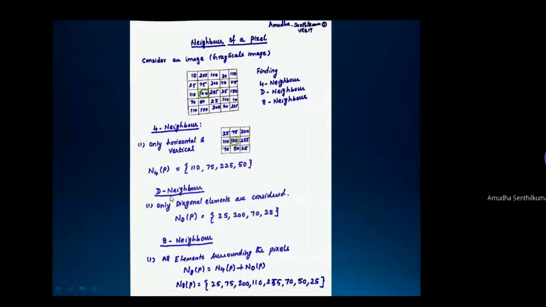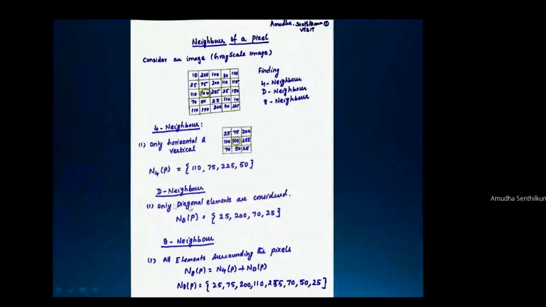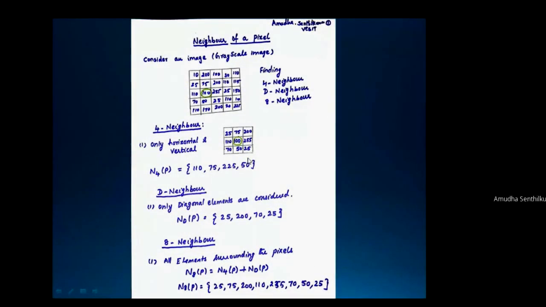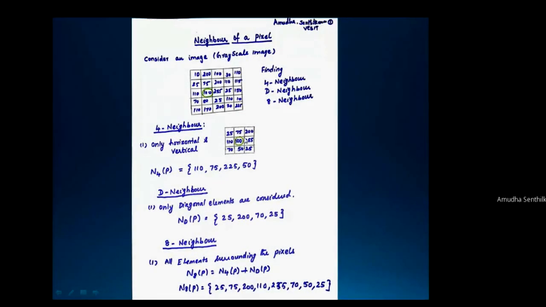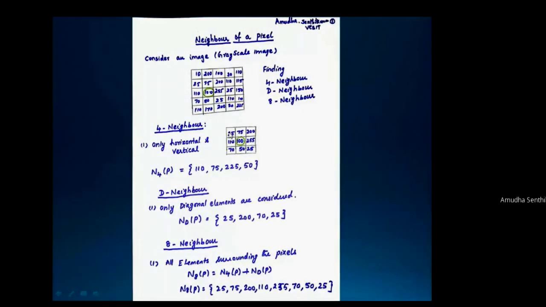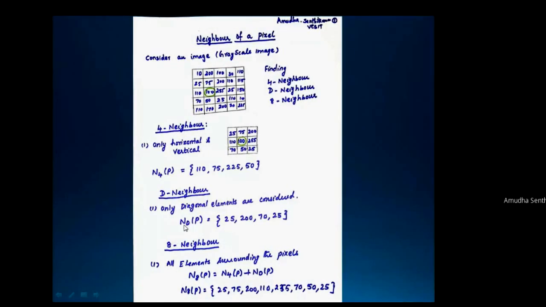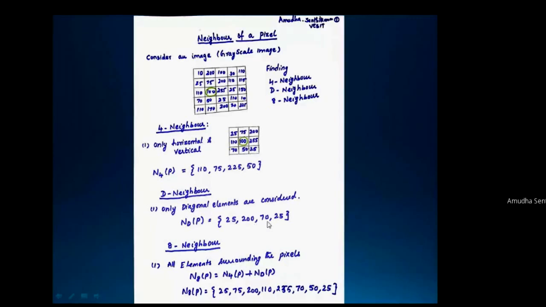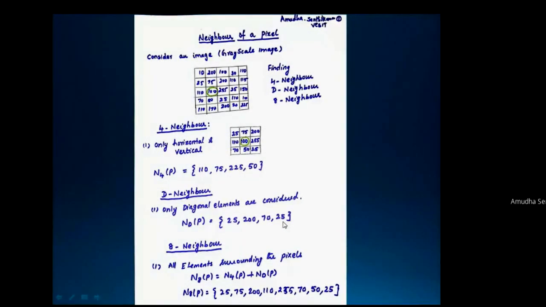If we come to diagonal neighbors, called the D neighbors, only diagonal elements are considered. What are the diagonal elements for 100? If you put a cross line like this, we get the diagonal elements: 25, 25, 70, 200. So ND of P is equal to 25, 200, 70, 25. These are the diagonal neighbors.